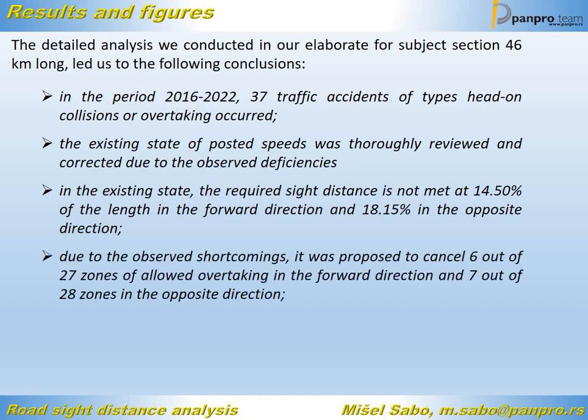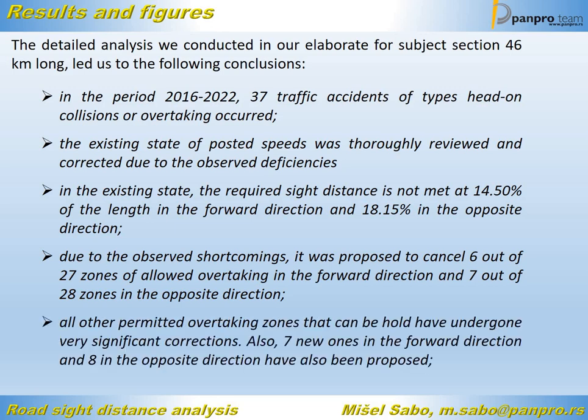Due to the observed shortcomings, it was proposed to cancel 6 out of 27 zones of allowed overtaking in the forward direction, and 7 out of 28 zones in the opposite direction. All other permitted overtaking zones that can be kept have undergone very significant corrections. Also, 7 new ones in the forward direction and 8 in the opposite direction have been proposed.